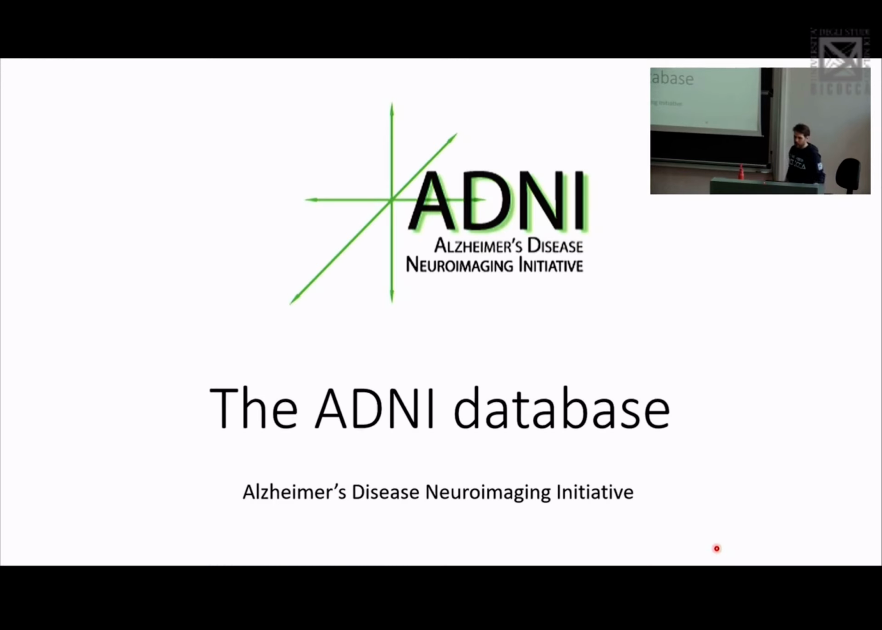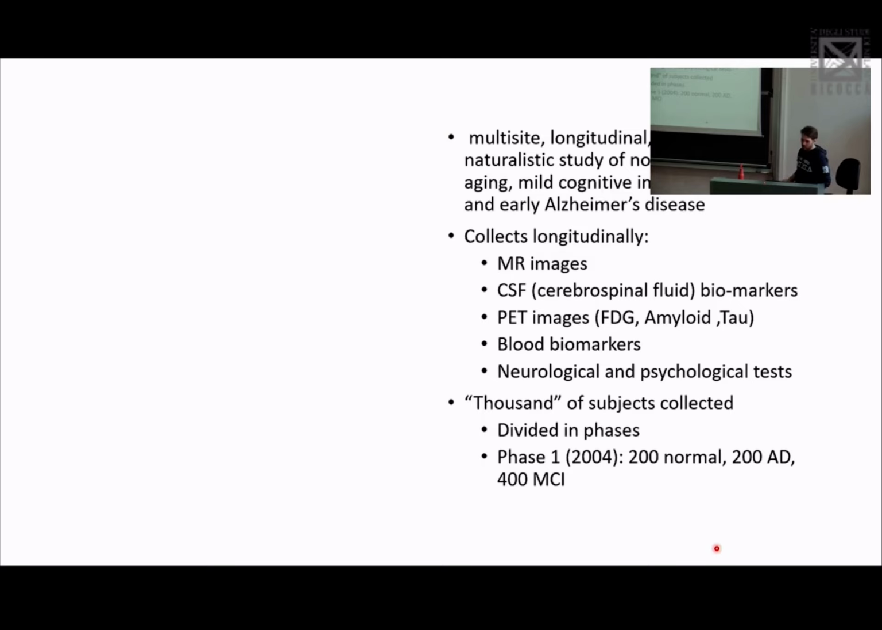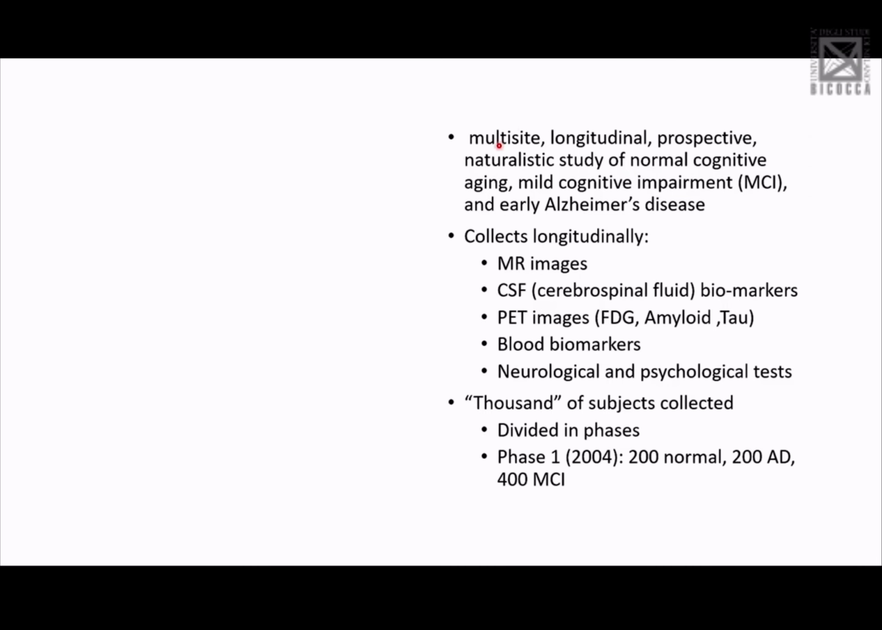And where do we get the data from? Well, I will give you different data, but I want to introduce this project, which is an amazing project. It's the Alzheimer's Disease Neuroimaging Initiative. So this is the characteristic of this project. Probably you should be recognizing all of these terms from Professor Bernasconi's course.